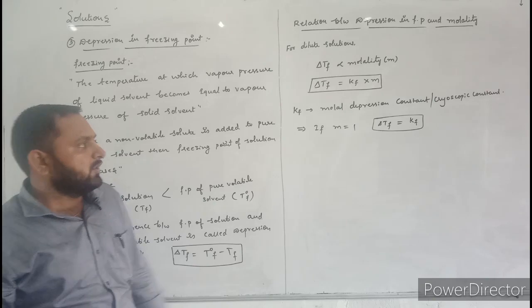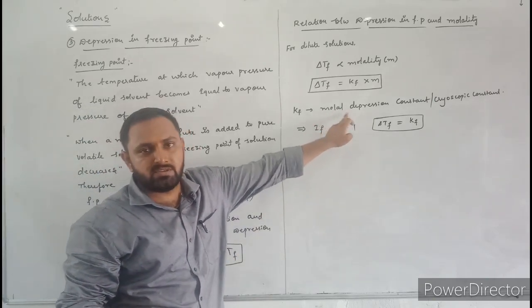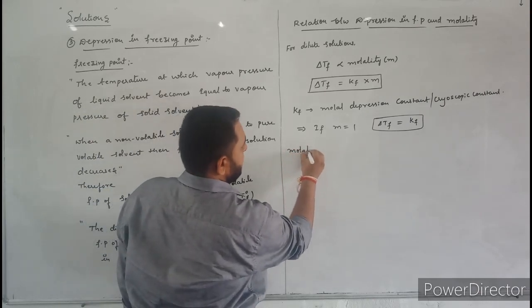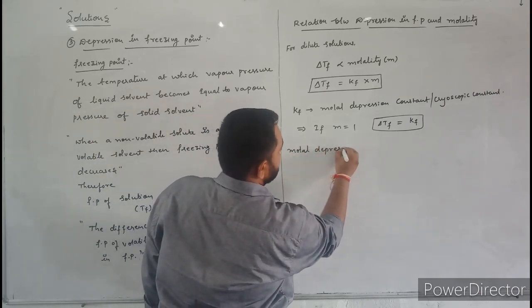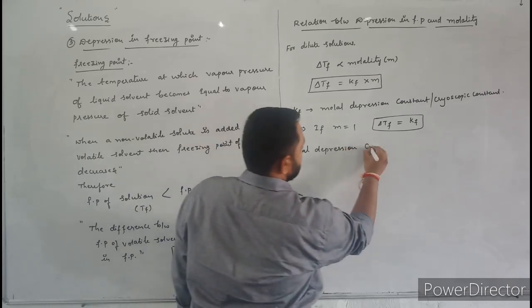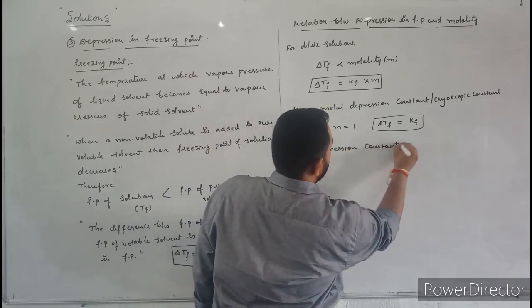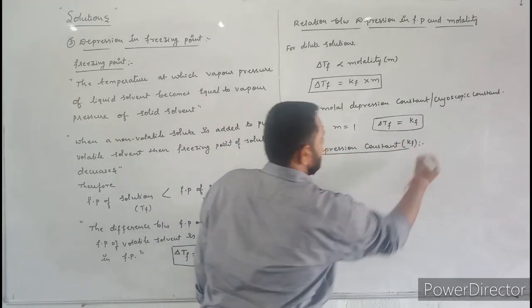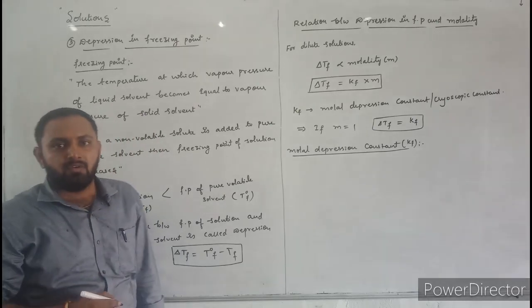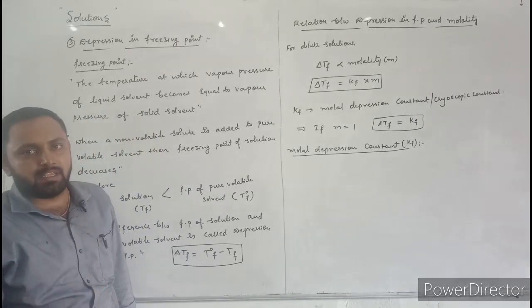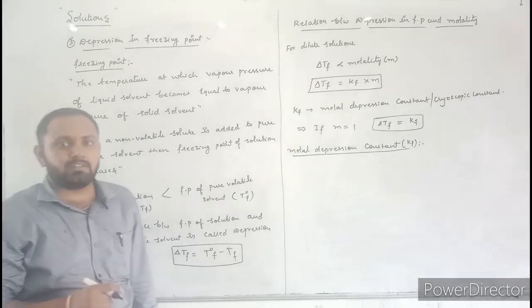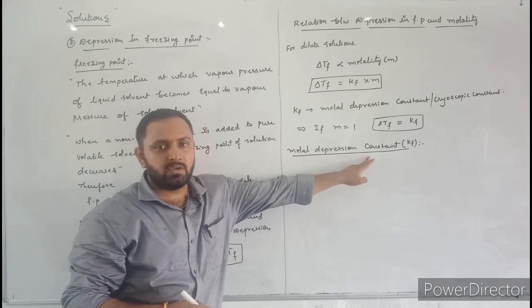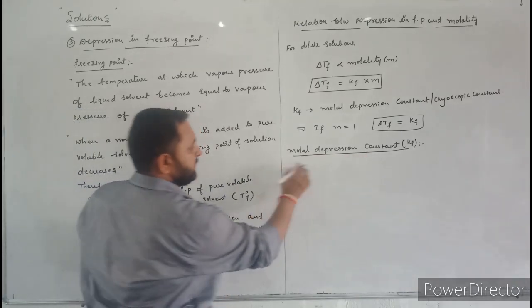Now let us discuss molar depression constant. What is molar depression constant? It is denoted by KF. The depression in freezing point when 1 mole of non-volatile solute is dissolved in 1 kg or 1000 grams of solvent is called molar depression constant. Here, what is molar depression constant?